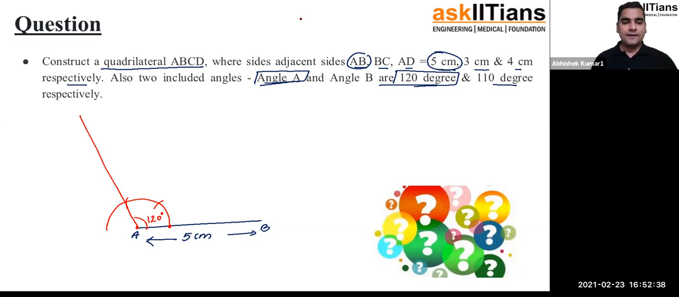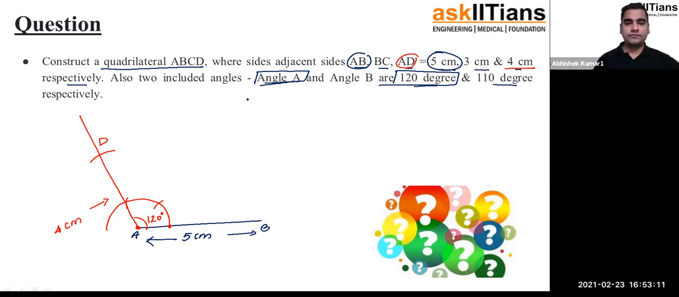Now, what's the value of AD? AD is provided to us, that's equal to 4 centimeters. So assuming A to be the center, you have to mark an arc whose length should be equal to 4 centimeter on this ray. Let's say this is where the arc is going to cut. The point where the arc is cutting this ray, you are going to call it D. So the value of AD that you have is 4 centimeter. Understood?